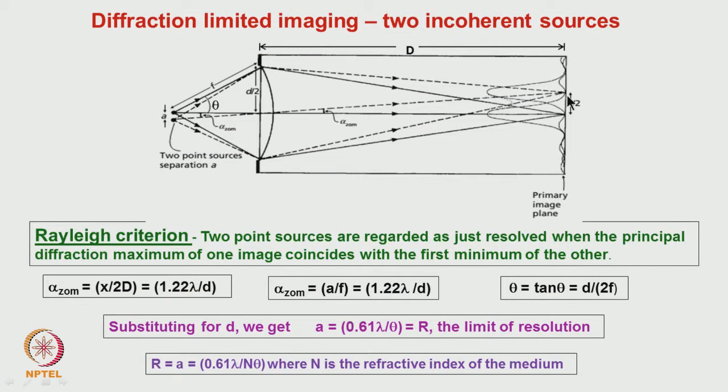The formula we get is that the separation between the objects is equal to 0.61 lambda by theta, where theta is the angle, or earlier we used the term beta to represent it. This represents the limit of resolution. So, this is the best image we can achieve when we use a lens or an aperture. In the case of an optical microscope, we use another term for the denominator, which we call the numerical aperture.